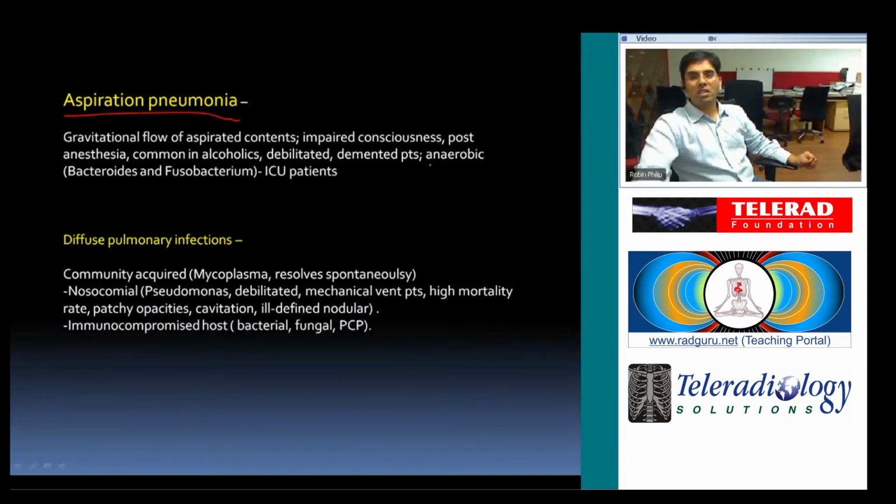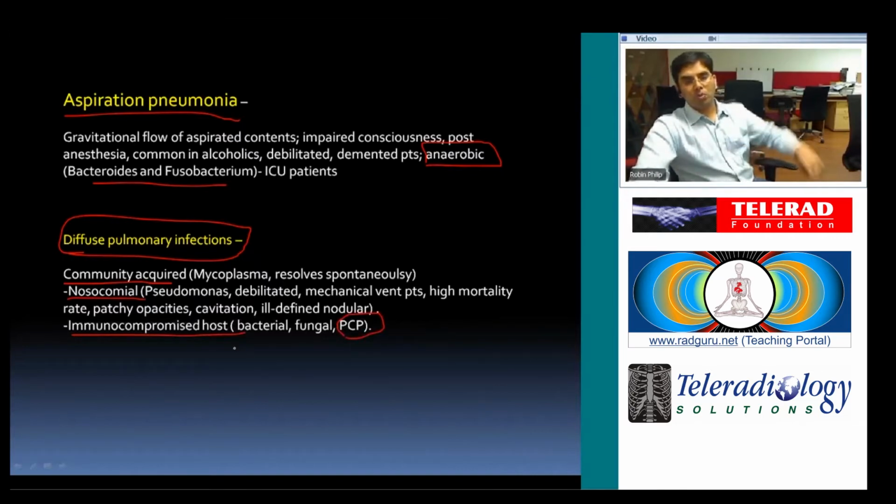And this is usually, you'll have this anaerobic infection setting in there. And then some of the commonly diffuse pulmonary infections. So you see these diffuse opacities in both lungs. So we can think of community acquired pneumonias, or nosocomial if the patient is hospital based, or immunocompromised hosts in case of HIV and all. PCP will have a diffuse pattern. So when you see a diffuse pattern, think of these conditions.